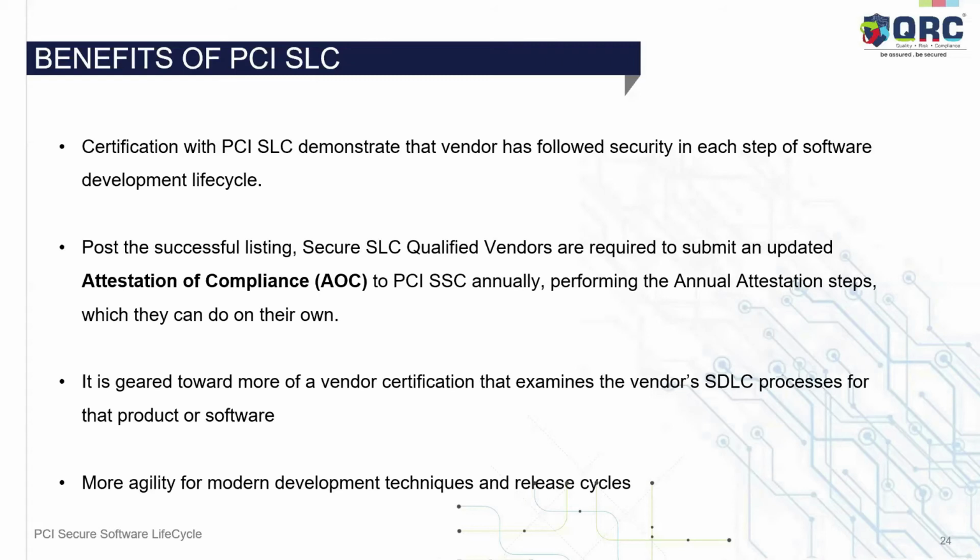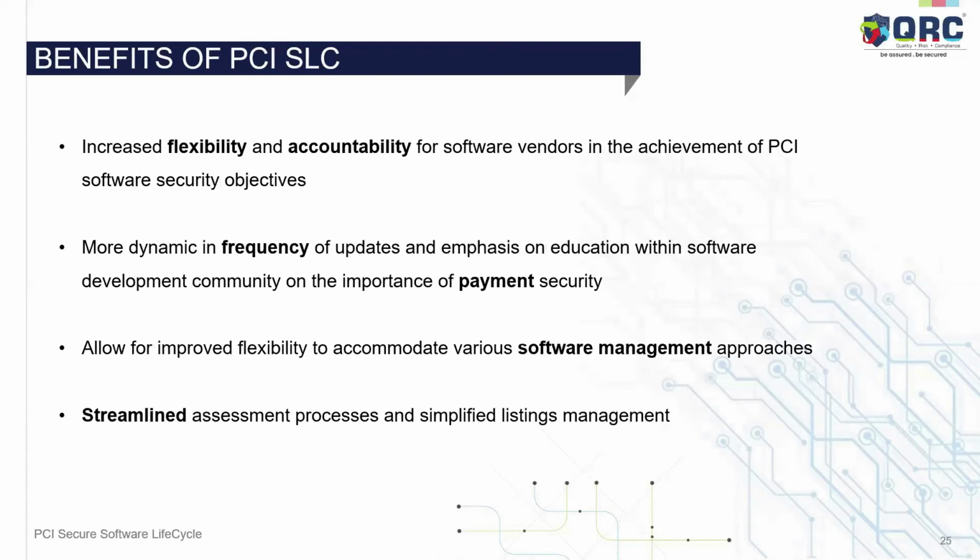agility to perform development techniques and release cycles, increased flexibility and accountability for the software vendors to achieve the PCI requirements. Again, this standard is expected to be updated in a more frequent manner as the compliance requirements or the external requirements are updated on a day-to-day basis. It allows improved flexibility to accommodate various software management approaches. Every organization might have a separate software management approach, so this standard allows flexibility to accommodate all kinds of software management that organizations have. Finally, streamlined assessment process and simplified listing management. The process to get certified is very easy. It's not that critical. So this is again one of the benefits.